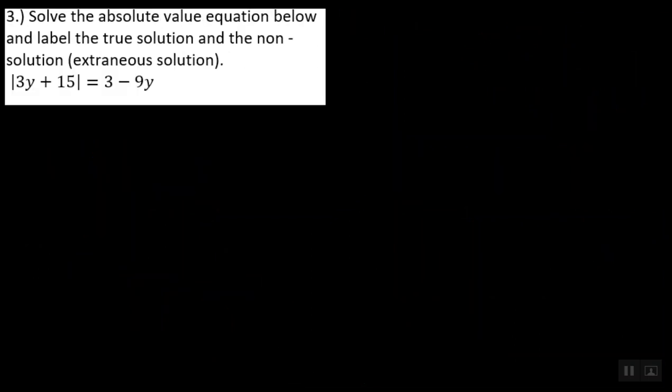Okay, y'all. In my opinion, this is one of the most difficult problems. This is what we would consider a level 4 problem, and we'll consider it a level 4 problem because it has two terms on the other side of the absolute value equation. So let's go ahead and write this out. So we'll say, okay, we have the absolute value of 3y plus 15 is equal to 3 minus 9y.